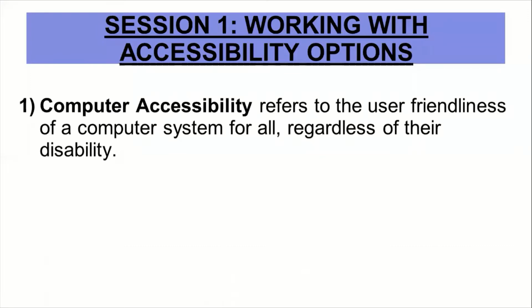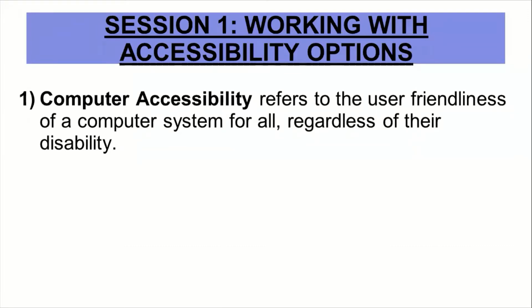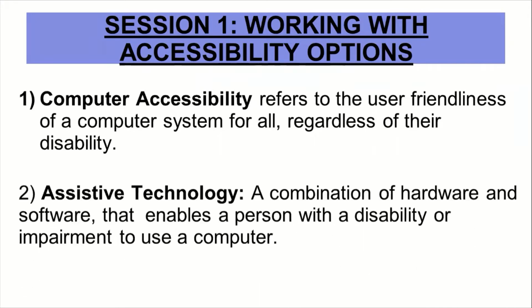Session 1 is working with accessibility options. What is accessibility? It refers to user friendliness of a computer system for all regardless of their disability. So there are people with disability, and to make the computer friendly or easy to use for them, we are having various accessibility options.